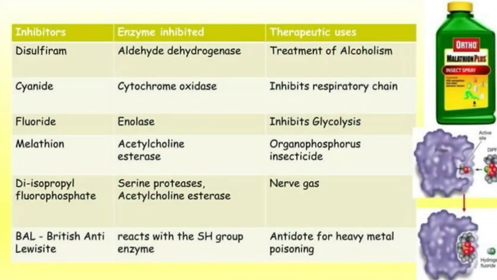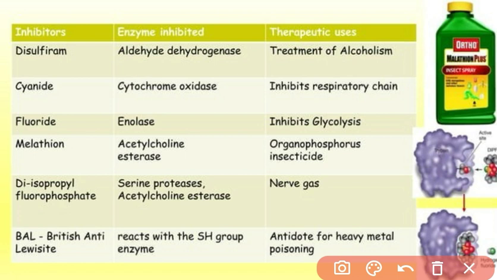Some examples are listed here: irreversible inhibitors, the enzymes inhibited by them, and their therapeutic use. The first example, disulfiram. Disulfiram is a medication used to treat chronic alcoholism by producing an acute sensitivity to ethanol.